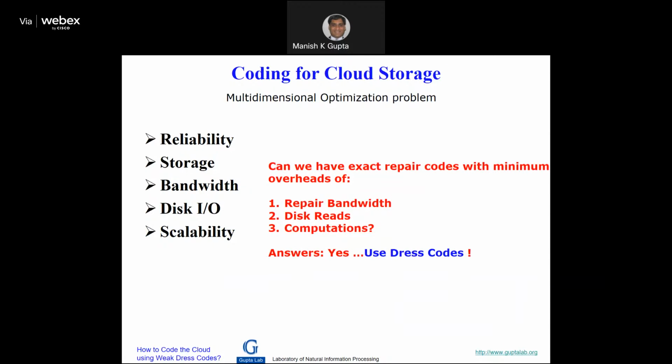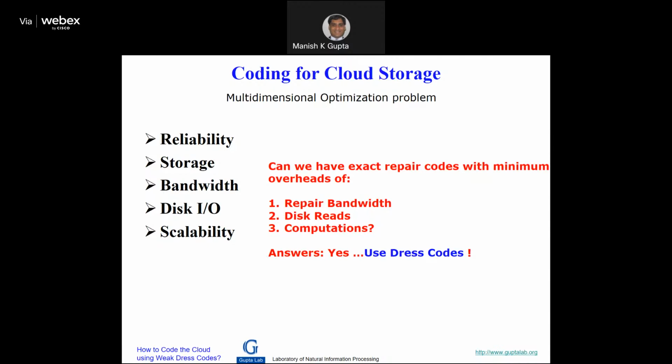So it is a multi-dimensional optimization problem. You want to provide reliability, want to tolerate as many failures as possible. You want to minimize the storage. The storage on each server should not be too much, should be minimal. Bandwidth should be minimum whenever you are repairing anything. The input output should be fast, right? And scalability. Today there are 1000 users, tomorrow 5 lakh users, 10 billion users, still it is working fine, right? So the scalability should be there.